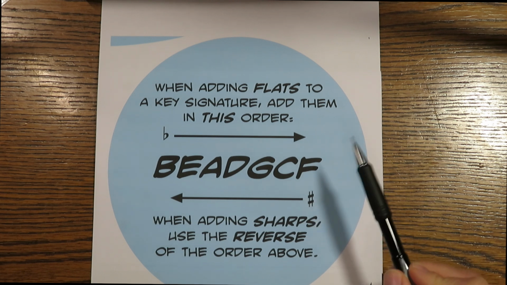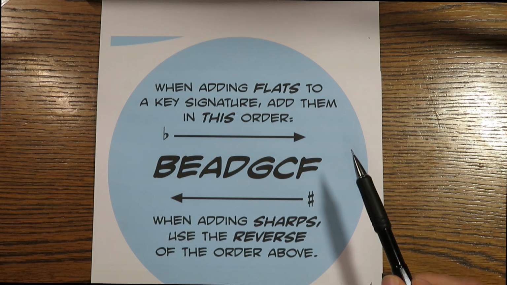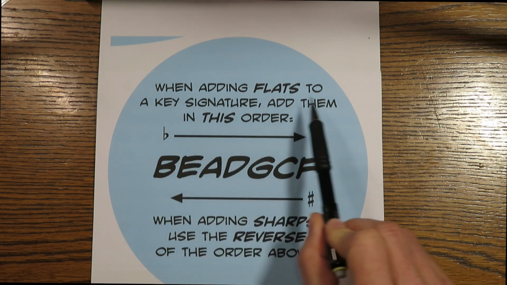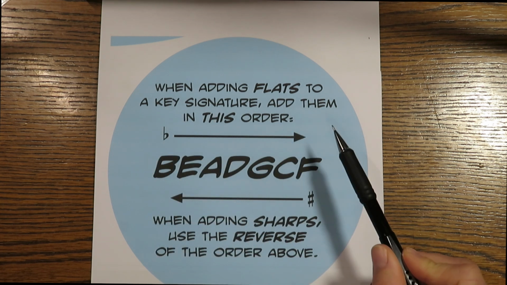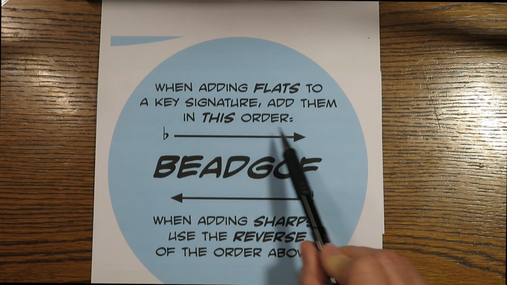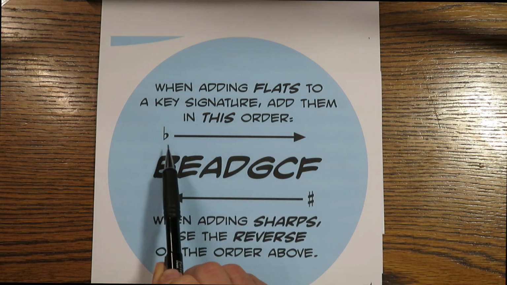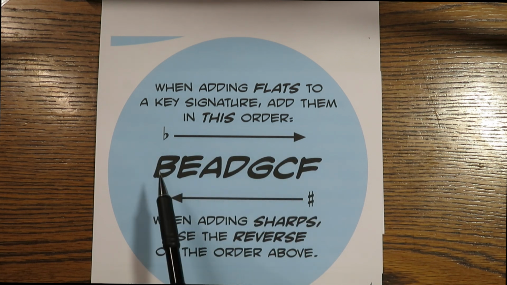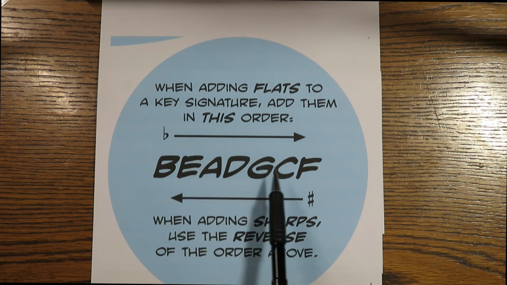So in the order of, I'll go over that in a sec. First, when adding flats to a key signature, add them in this order. So we'd be going this way: B, E, A, D, G, C, F.